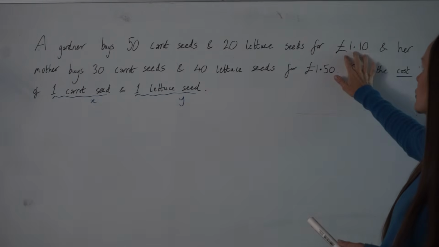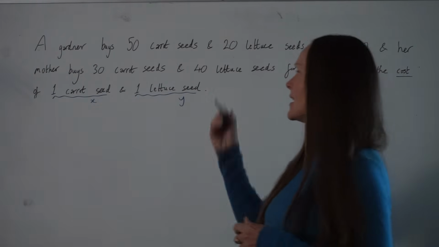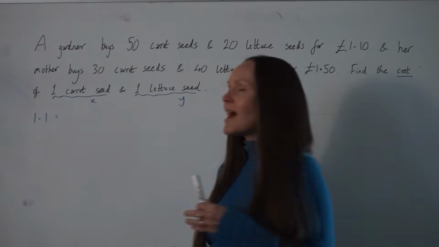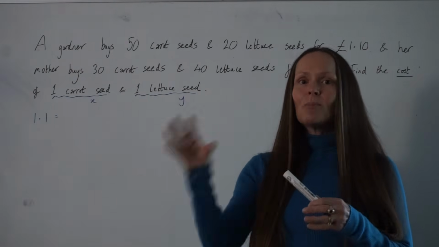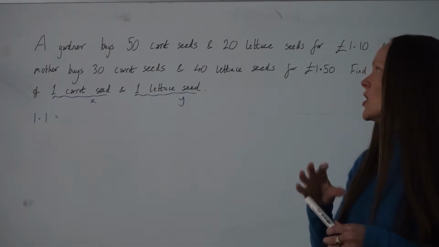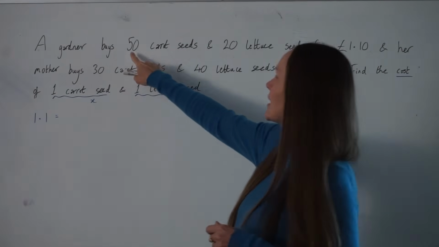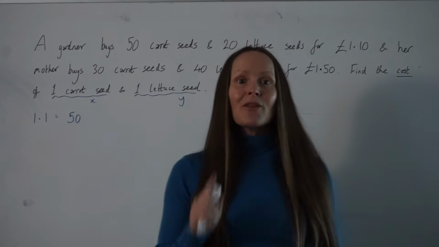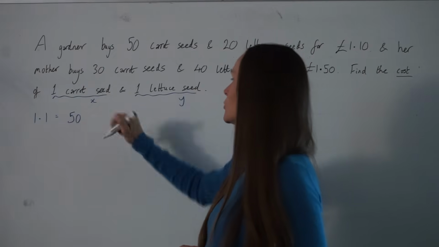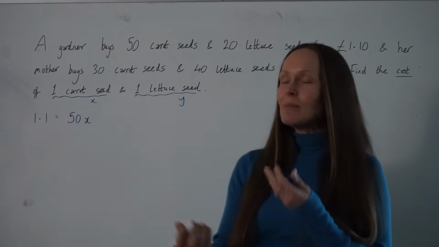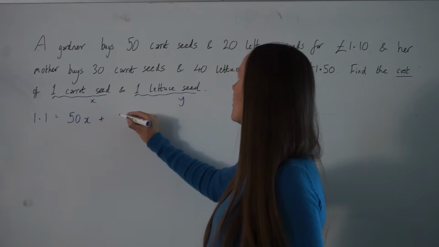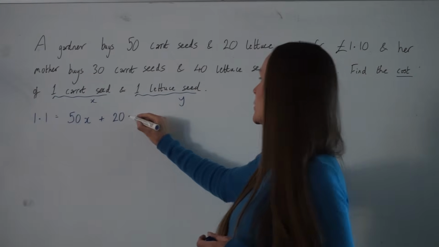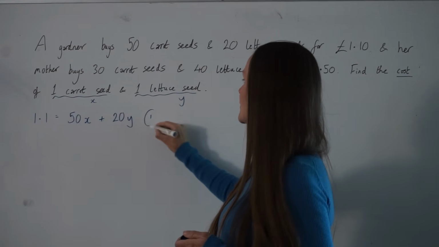Now we can form our first equation by looking at how much the gardener spends. The gardener spends a total of £1.10, okay? Let's call that 1.1 for our calculation. And this is reached by adding the amount spent on carrot seeds plus the amount spent on lettuce seeds. So for carrot seeds, you need to take the number of carrot seeds that she bought and multiply this by the cost of 1 carrot seed, which we just called x. Then you have to do the same thing for lettuce seeds, so we're adding the number of lettuce seeds, so 20, multiplied by the cost of a lettuce seed, which we called y. Okay, and there's the first equation.